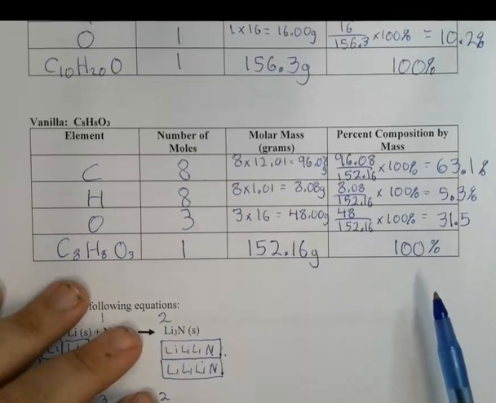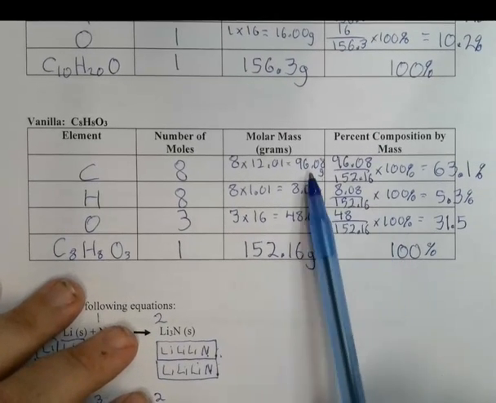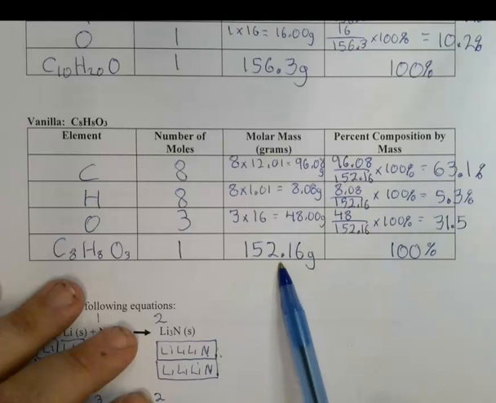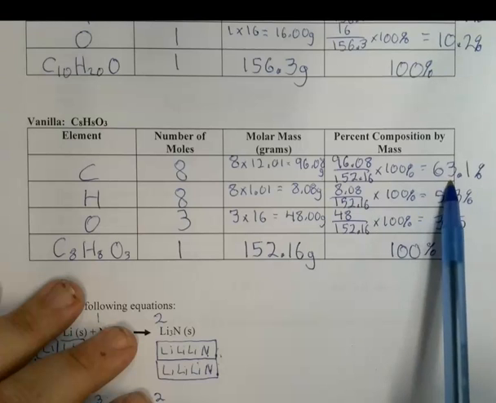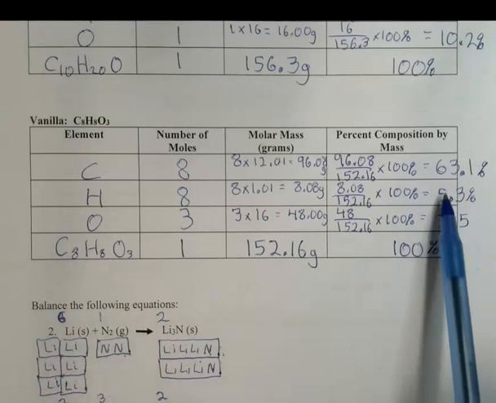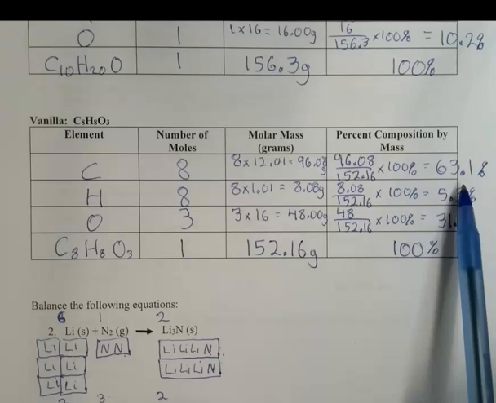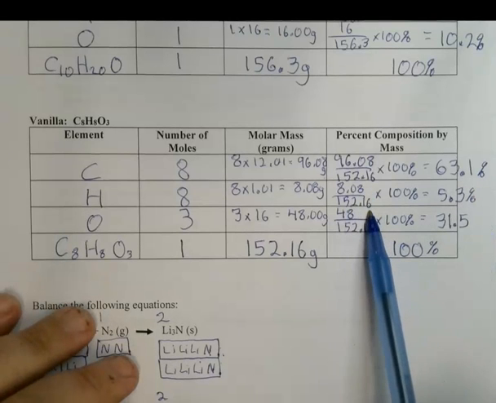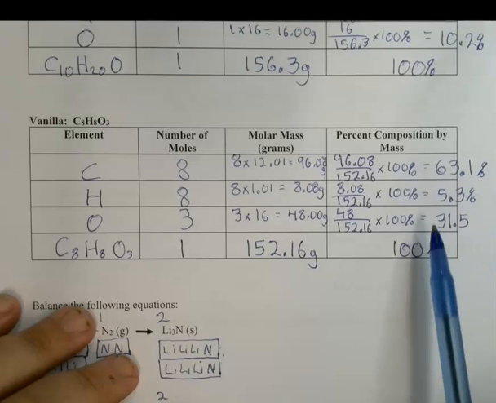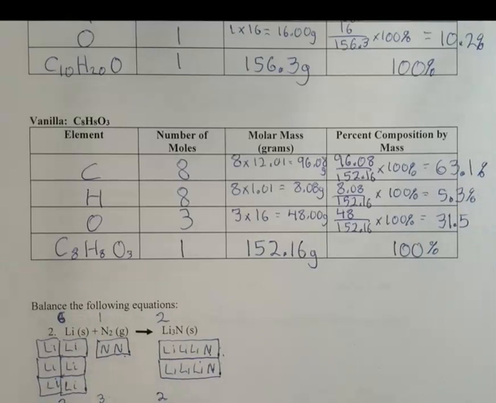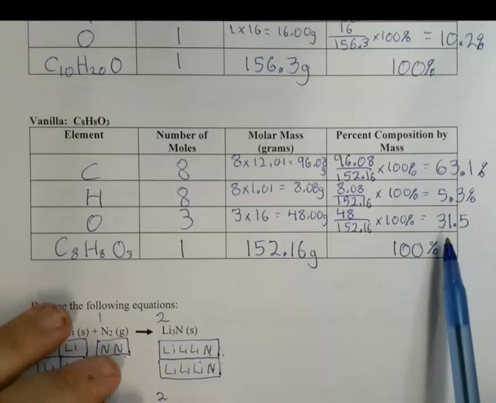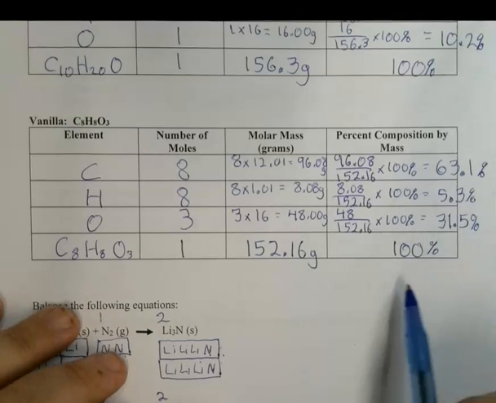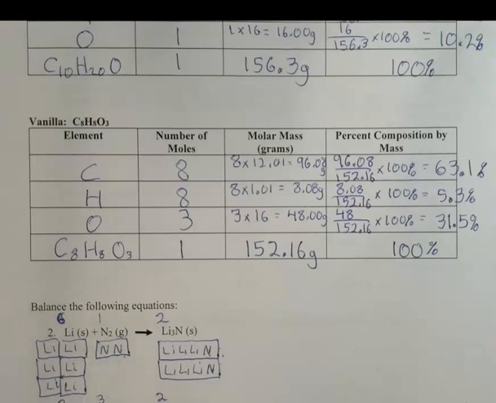So we do percent composition by mass. This one is 96.08 divided by 152.16, and that times 100 gives you 63%. So 63% of a vanilla molecule is carbon. Similarly for hydrogen, 8.08 divided by 152, so 5.3% of a vanilla molecule is hydrogen. And right here we see that 31.5% of the vanilla molecule is oxygen.